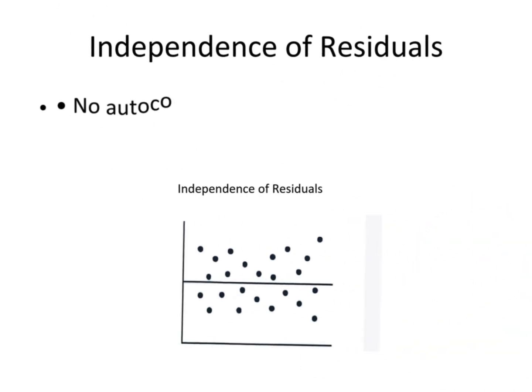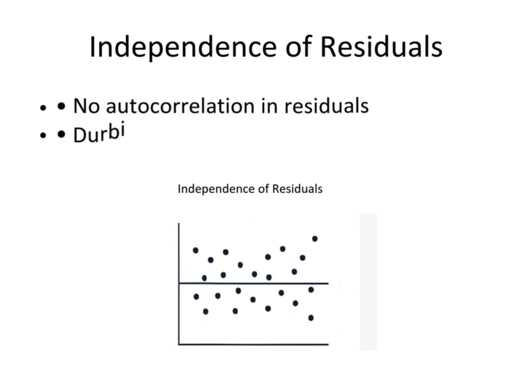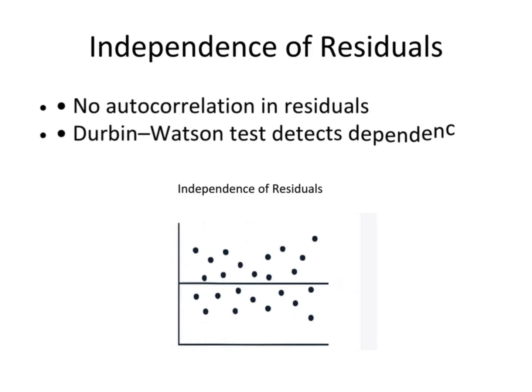The next assumption is independence of residuals. Residuals should not be correlated with each other. This is especially important when dealing with time series or sequential data. The Durbin-Watson test is commonly used to detect autocorrelation. If residuals are dependent, standard errors become unreliable, and statistical tests may not be valid.